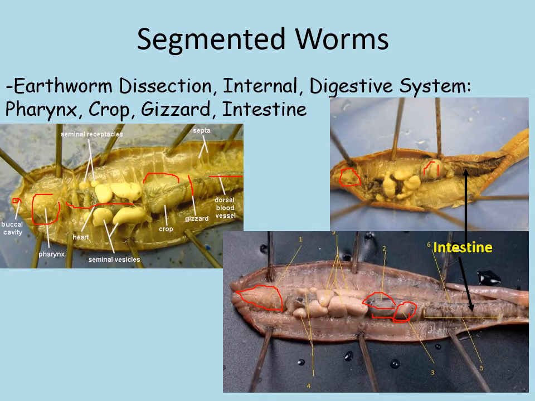This one's labeled, so you can clearly see there's the separation there. So this would be the crop, and then this other lighter structure would be the gizzard. And then after the gizzard, you just have this long tube, which is the intestine. So you should also know that. And you've got the intestine labeled in both of these drawings. Intestine starts right after the gizzard and goes all the way down to the anus. So those are the 4 structures you should know for the earthworm's digestive system: pharynx, crop, gizzard, intestine. Not too bad.